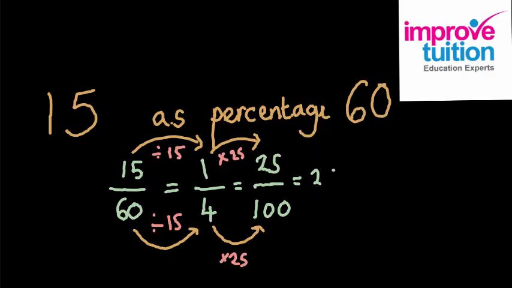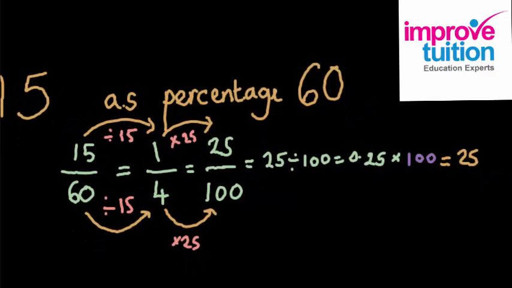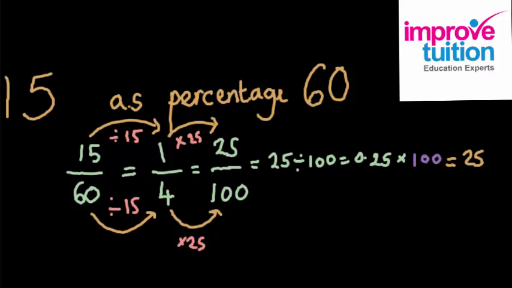Now we've made it out of 100, we can do 25 divided by 100 equals 0.25, and times it by 100. So it was a fraction, we made it into a decimal, and from a decimal we converted it into a percentage by multiplying by 100. We get 25%.